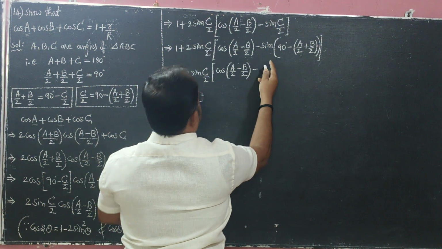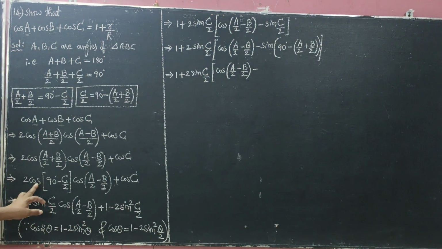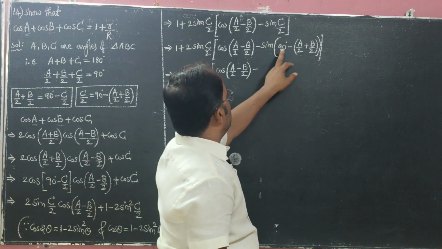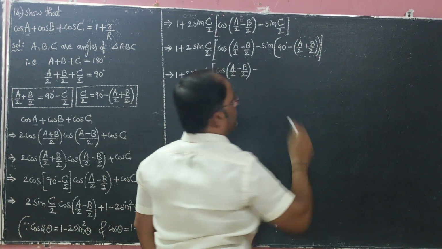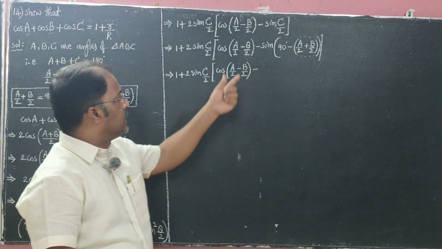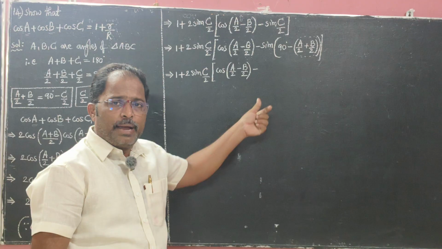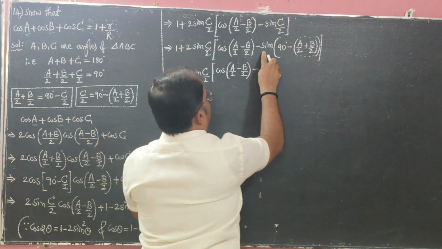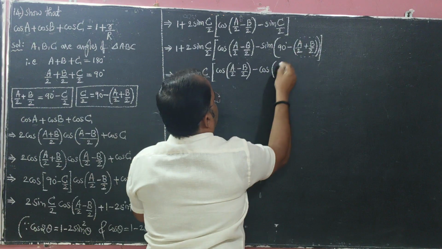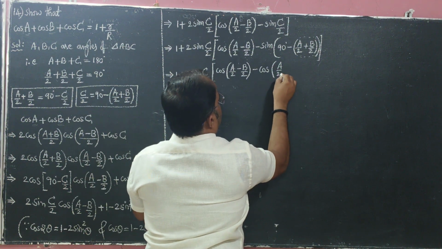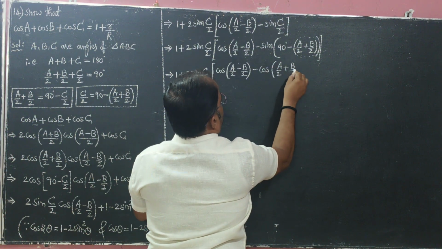Okay, minus. See here, cos of 90 minus theta is sin theta, and in reverse, sin of 90 minus theta, let the inside of the bracket term be taken as theta. What is the theta value? A by 2 plus b by 2. So sin of 90 minus theta can be written as cos theta, where theta means a by 2 plus b by 2. Clear? Right.